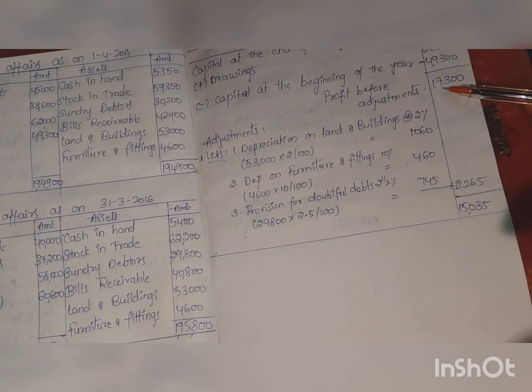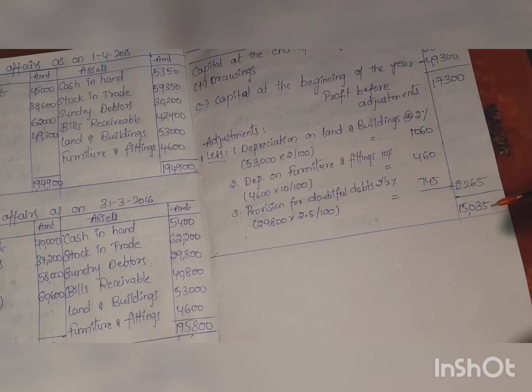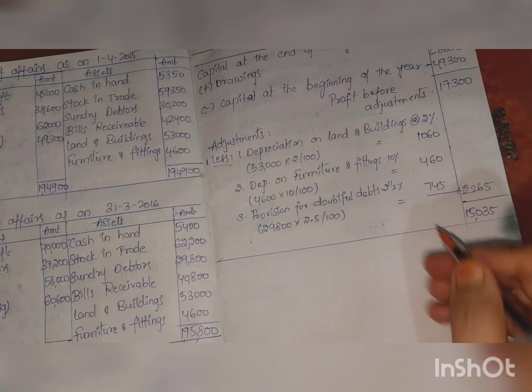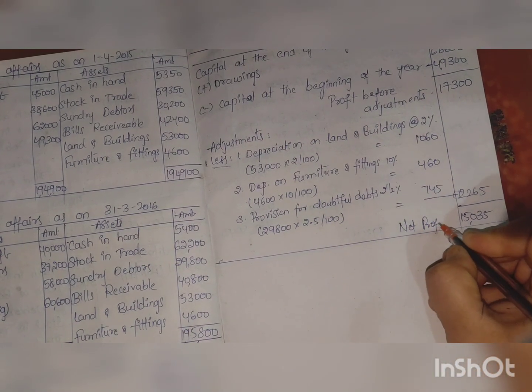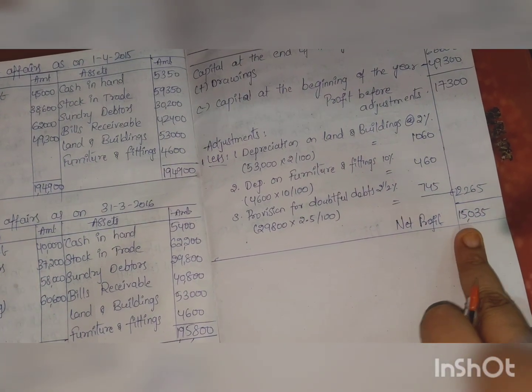From this profit 17,300 you have to deduct this 2,265. You will get 15,035 rupees as net profit. So we got the net profit 15,035.